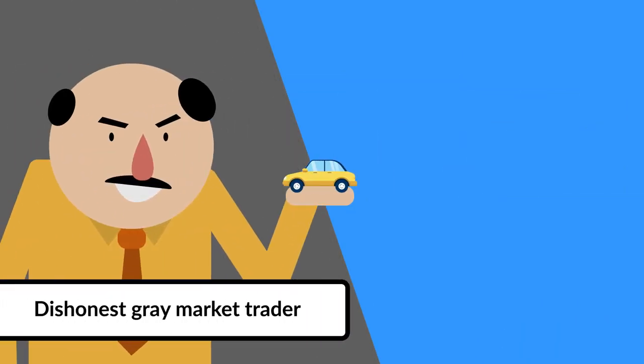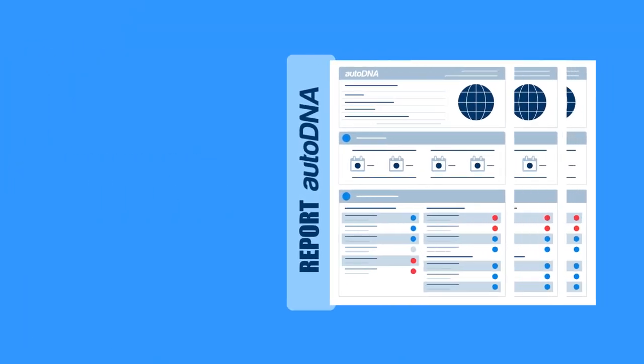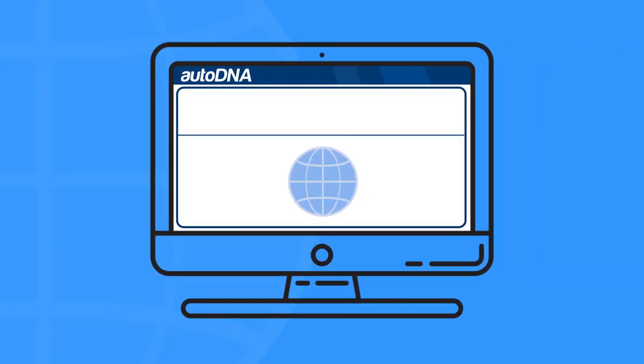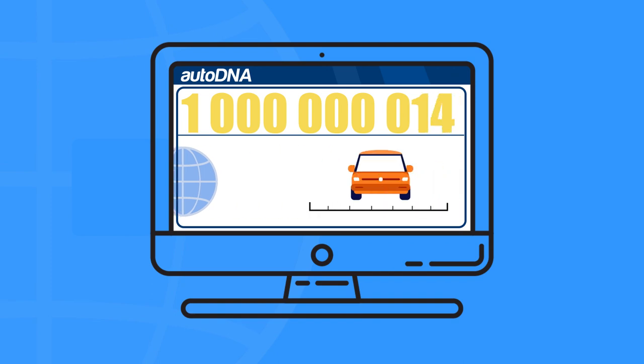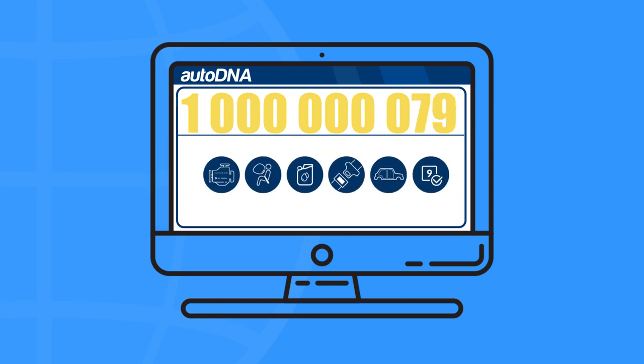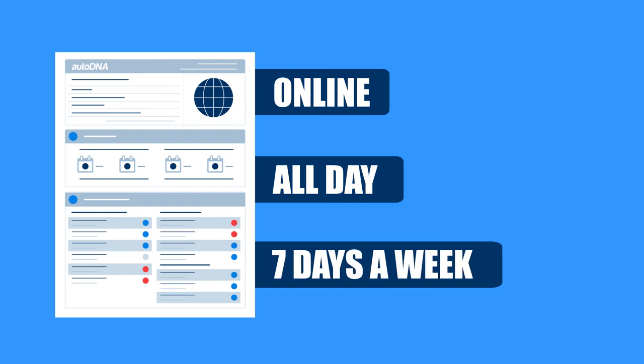To protect yourself from buying a lemon car, it's worth watching out for dishonest gray market traders, and above all, use AutoDNA vehicle history reports by checking the VIN. The AutoDNA database has billions of records on reported damage, accidents, claims, and information about odometer readings. You can buy a vehicle history report online, 24 hours a day, 7 days a week.